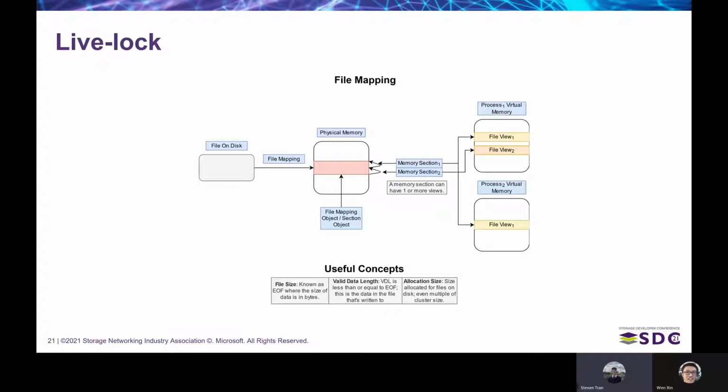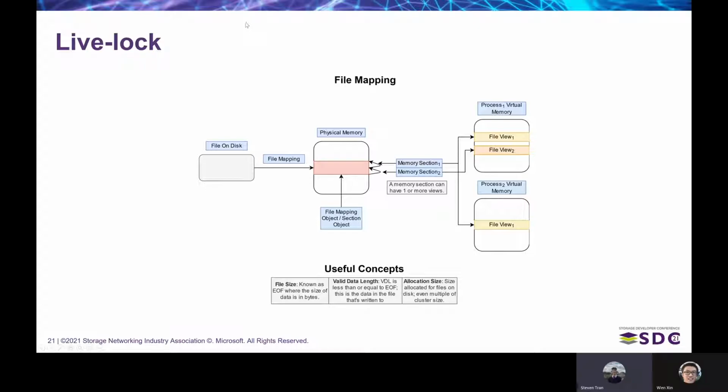So we start off with mapping the file on disk to physical memory. And what's created here is something called a file mapping object, and it's also known as a section object as well. And this section object can consist of different areas representing the file called memory sections. And these memory sections can have one or more elements called views.